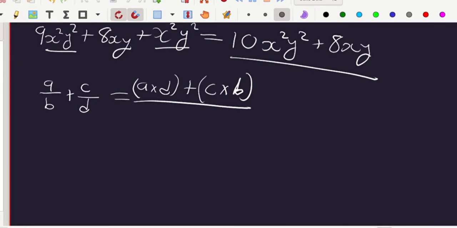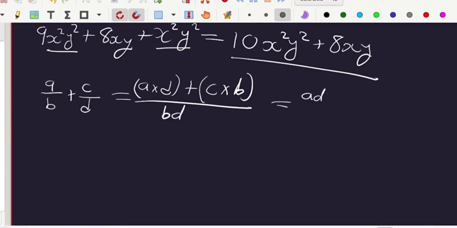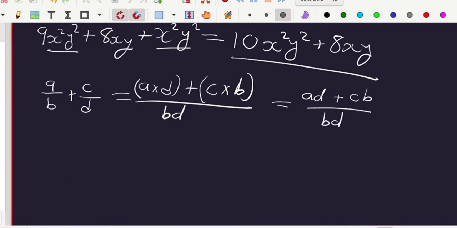How do we find the denominator in this case? The denominator is just the multiplication of the two denominators. That's how you get it. So the denominator becomes BD. Now the answer is AD plus CB all over BD. This is the answer.